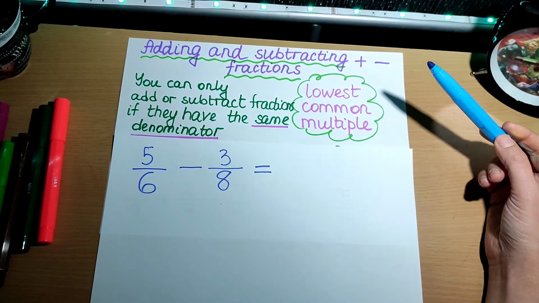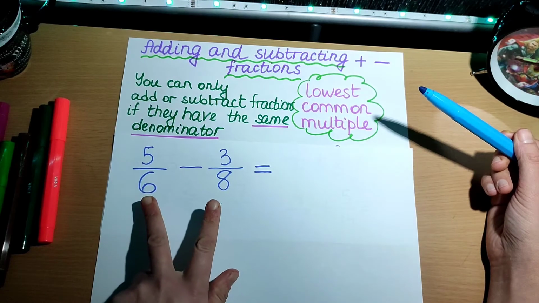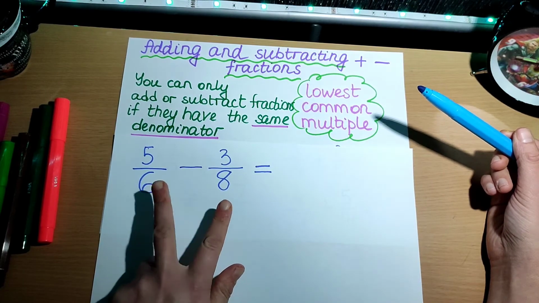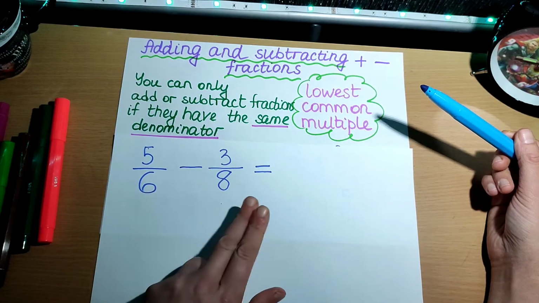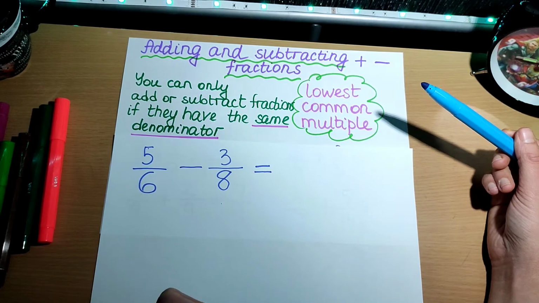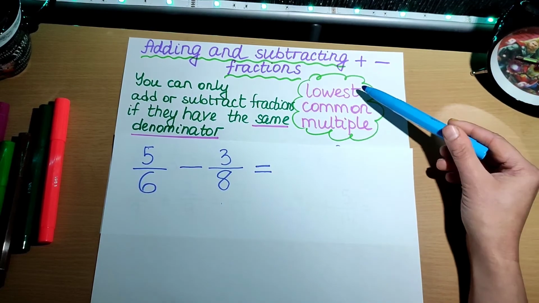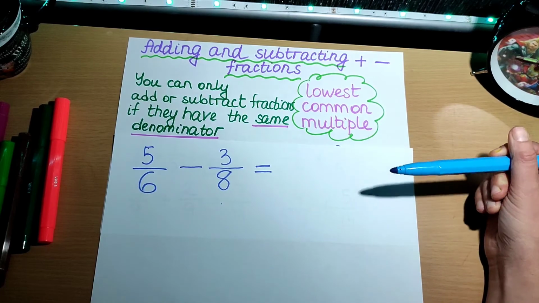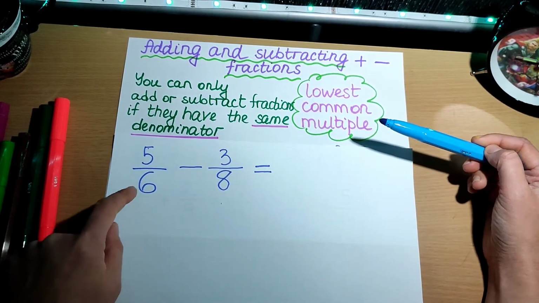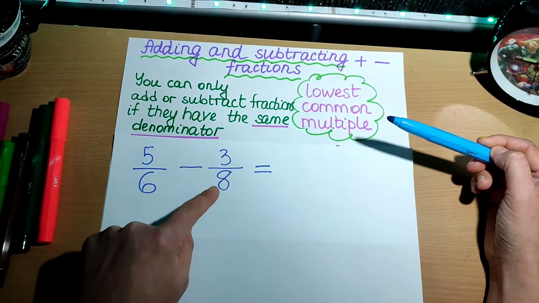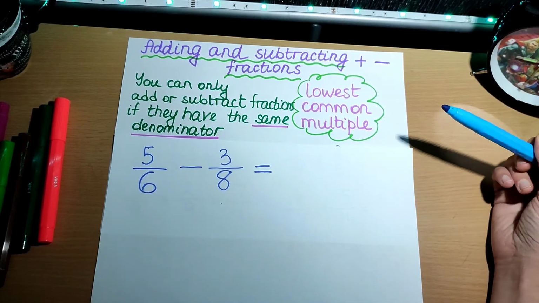Well, sometimes children just want to multiply them. So 6 by 8 and 8 by 6. But the number might be too high. What's the lowest common multiple? What's the same answer in the 6 times table and in the 8 times table? Well, let's have a look.